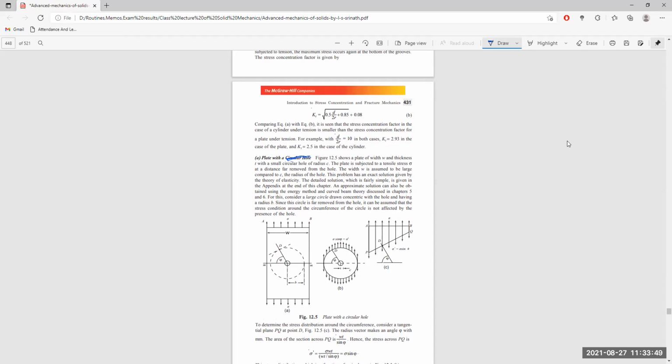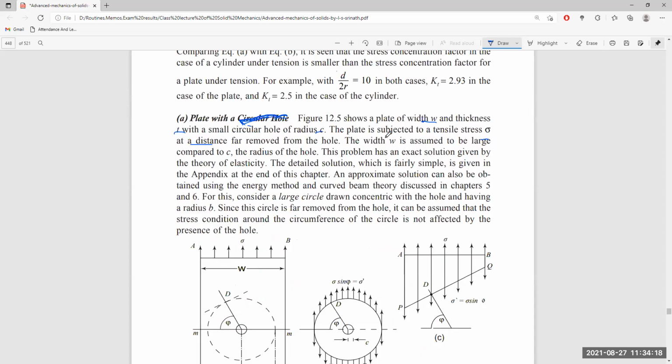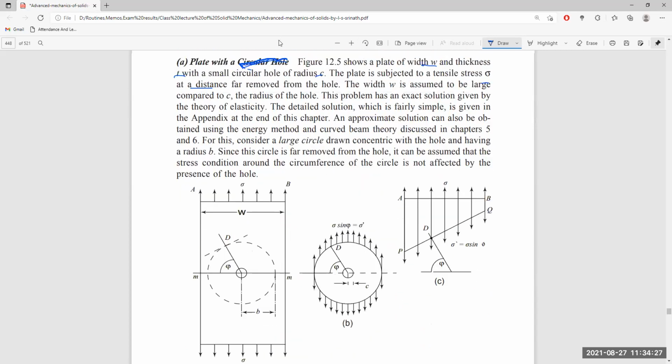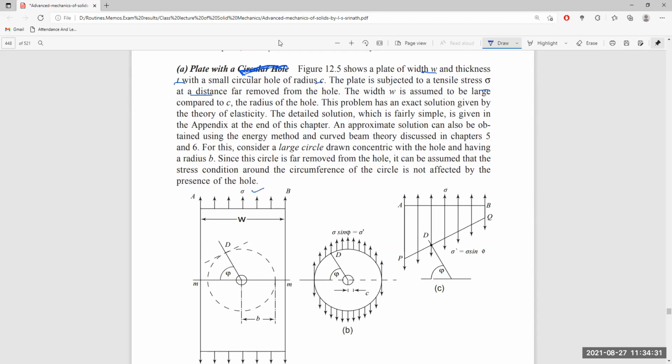Now, here we see a plate of width W and thickness T with a small circular hole of radius C. The plate is subjected to a tensile stress sigma at a distance far removed from the hole, because the hole is rather small in comparison to the width W. So the effect of the hole, the stress concentration effect, you can ignore to a certain extent.